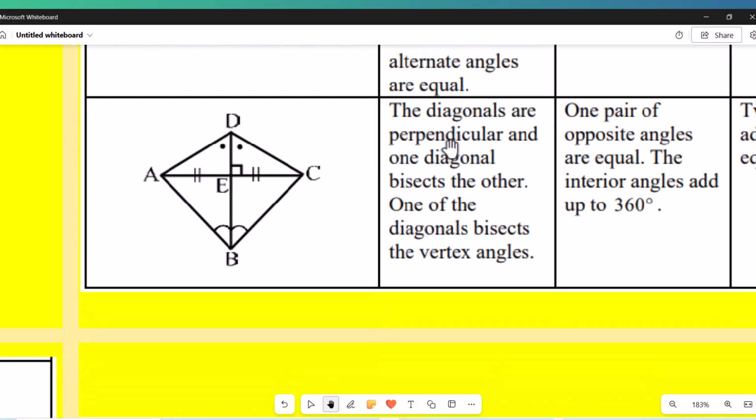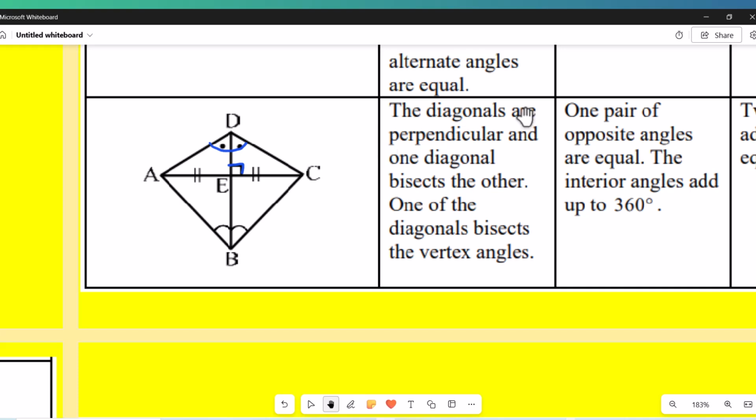This one is a kite here. The diagonals are perpendicular, and one diagonal bisects the other one. I repeat, this is a kite. Ne? The diagonals are perpendicular, meaning they meet at 90 degrees, ne? Which I think you can see here, at 90 degrees, and one diagonal bisects the other. Okay, then one of the diagonals bisects the vertex angles. So this one here is bisecting the vertex angles.